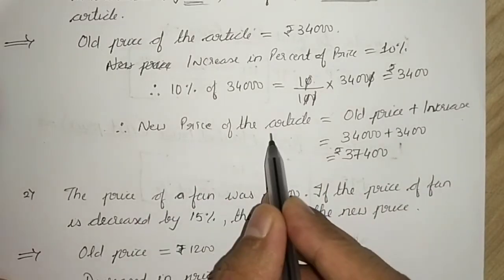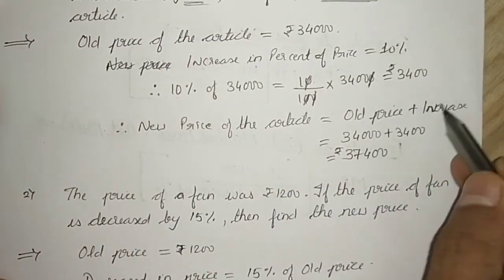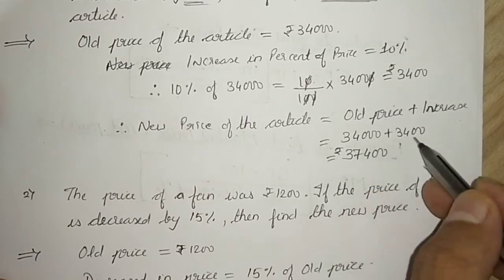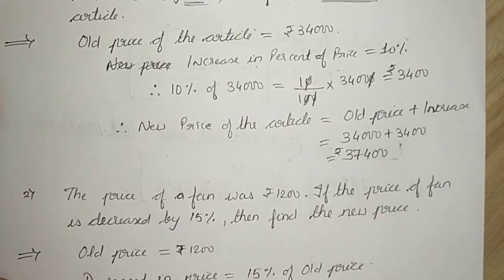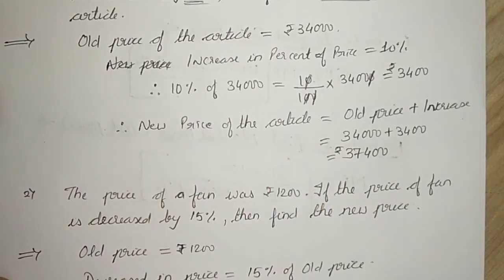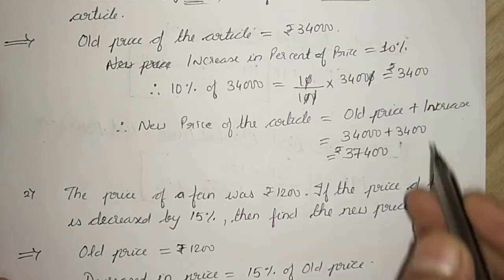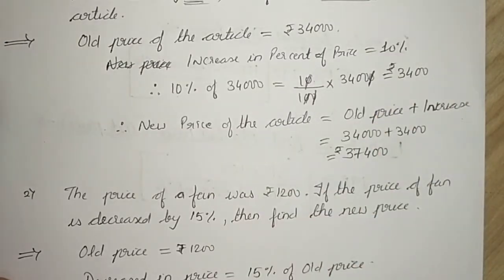So the new price will be the old price plus the increase amount. So it will eventually be 37,400. Hope you have understood how we can calculate increase percentage. If the increase percentage is given, we can find the amount like this only.